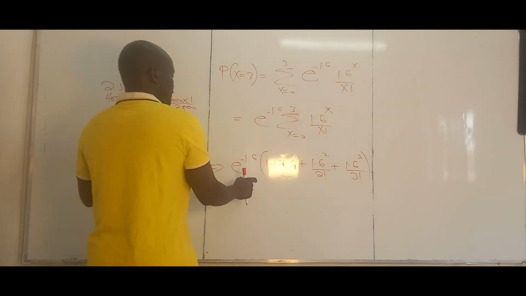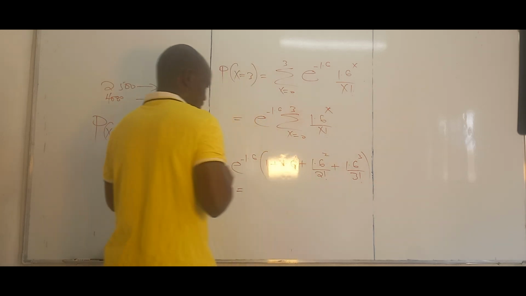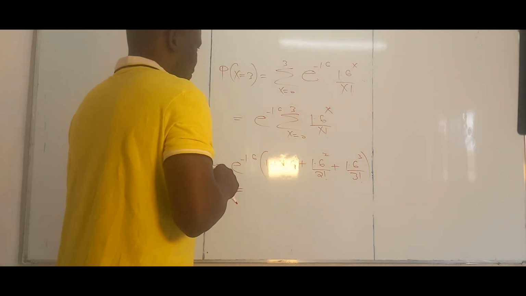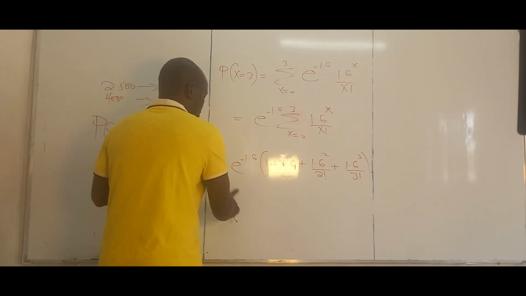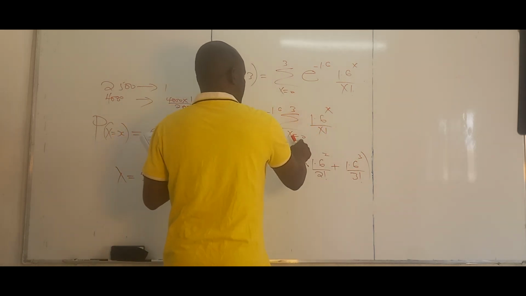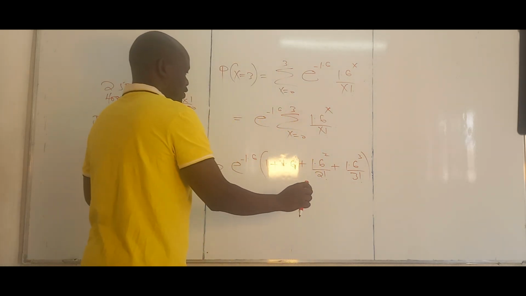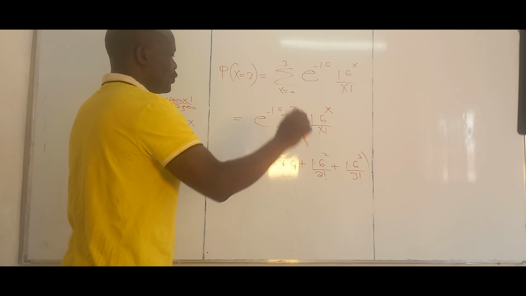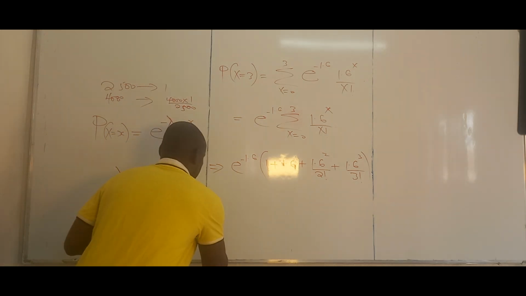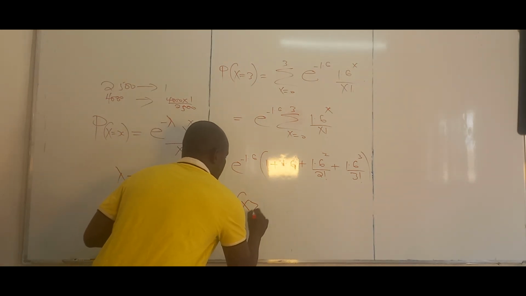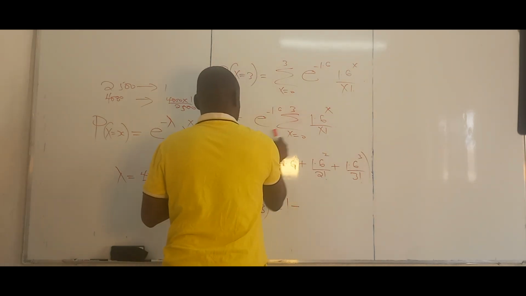Now, realize that this gives you the probability that x is 3 or less. And that probability that x is 3 or less is given by this expression. So for us to get the probability that x is greater than 3, we'll have to subtract this from 1. And that then means that the probability that x is greater than 3 will be 1 minus the whole of this expression.